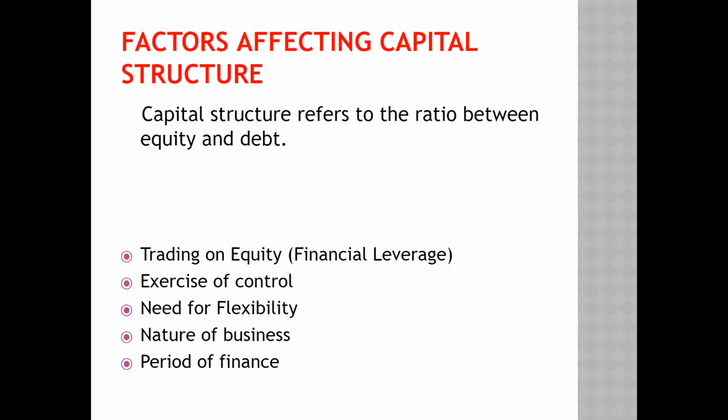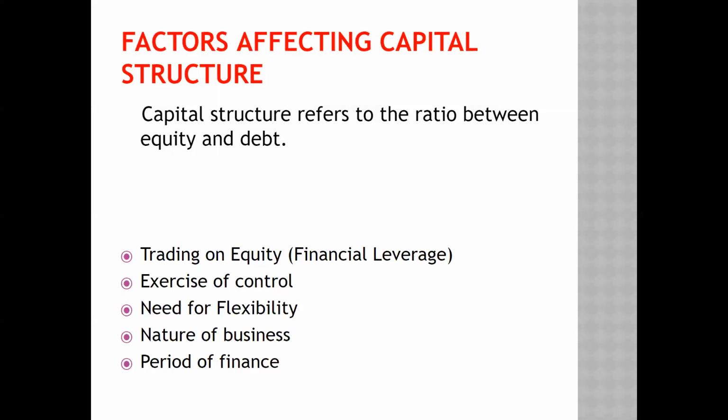Second is exercise of control. If a company wants to retain control in its own hands, then borrowed capital should be more. Clear? Because if a company issues shares, the shareholders will have voting rights, so the control will go to the shareholders also. So this is also one factor which decides capital structure.